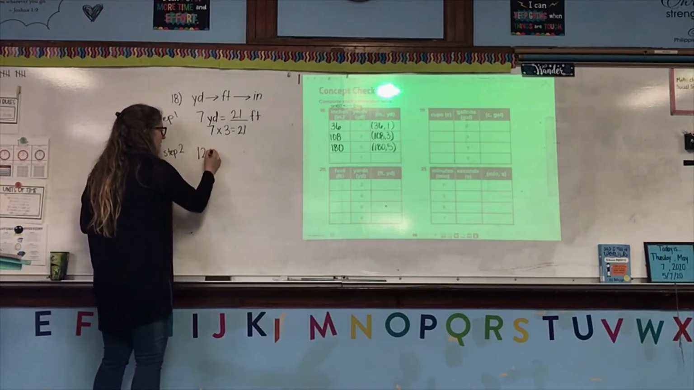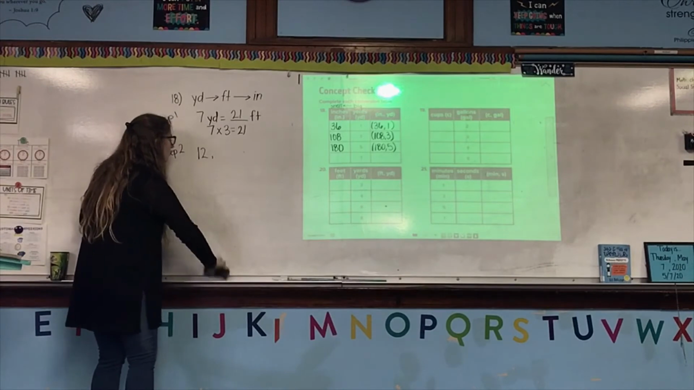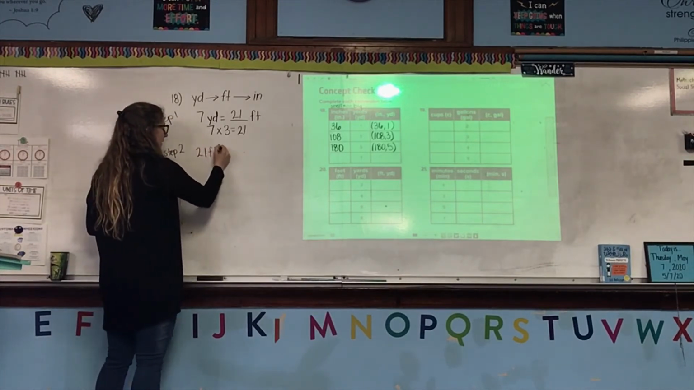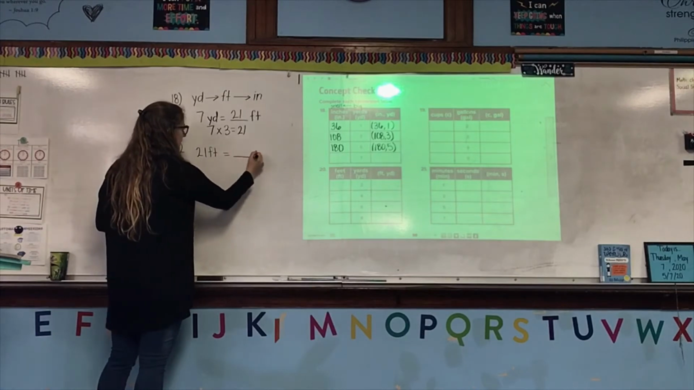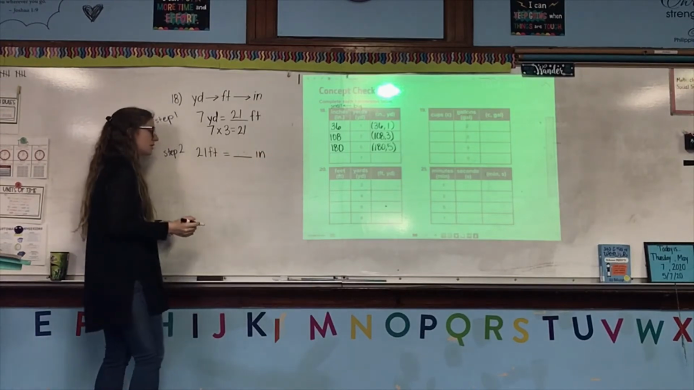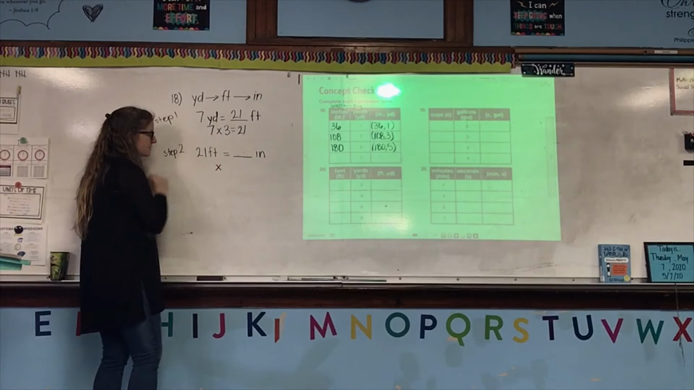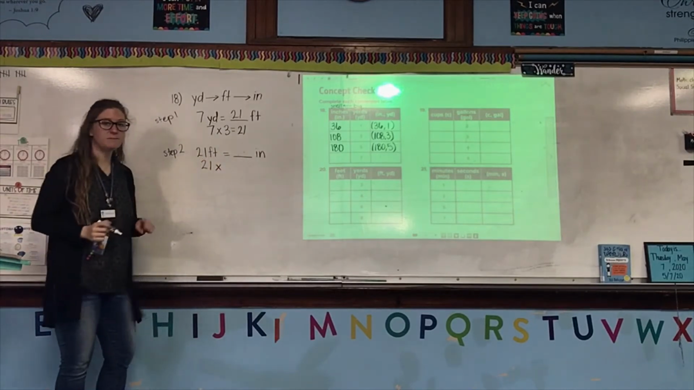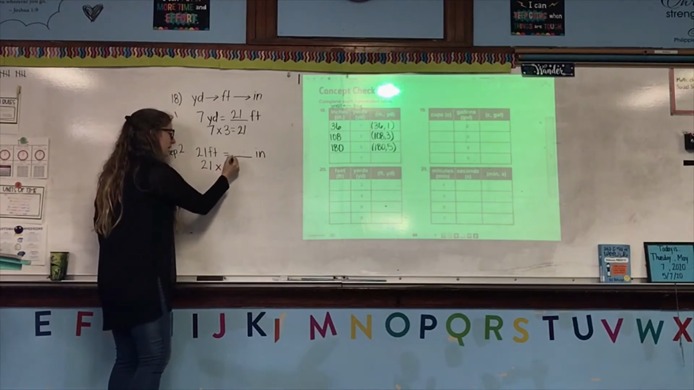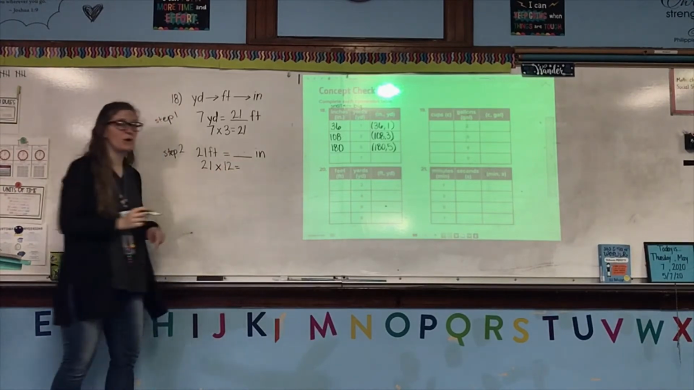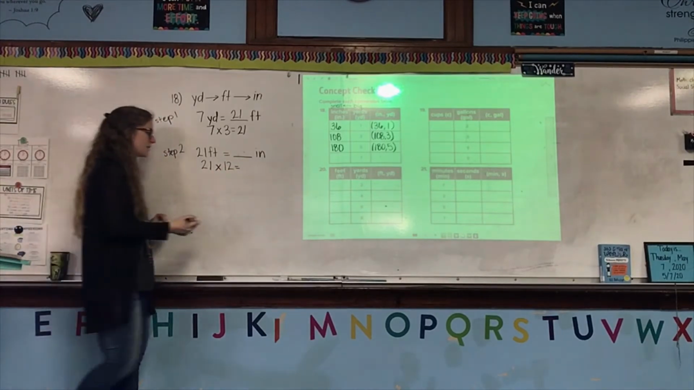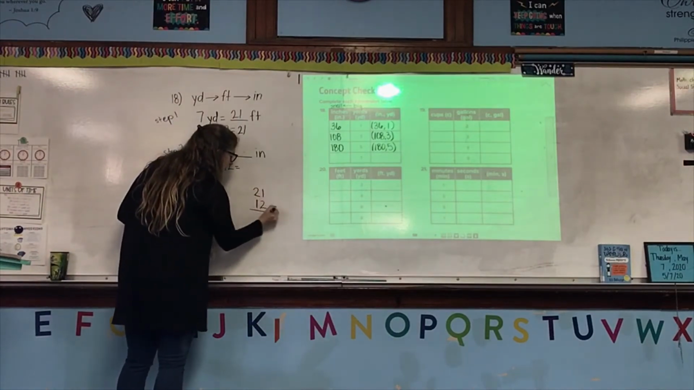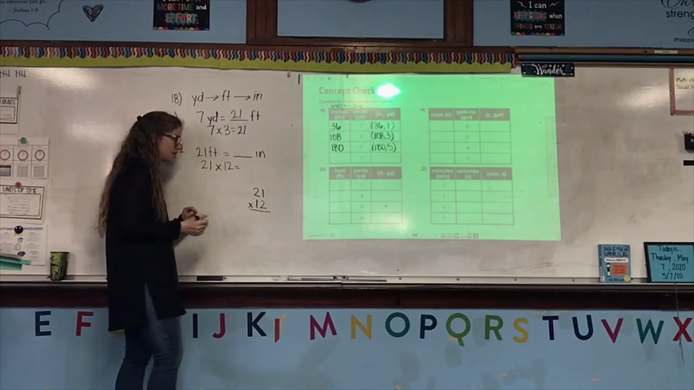Step 2, we have to take those 21 feet and figure out how many inches there are. We know we're multiplying because we're going from big to small. We start with what we know, which is 21. Multiply it by the number of inches in a foot, which is 12. And now we need to set this problem up and down. So 21 times 12.